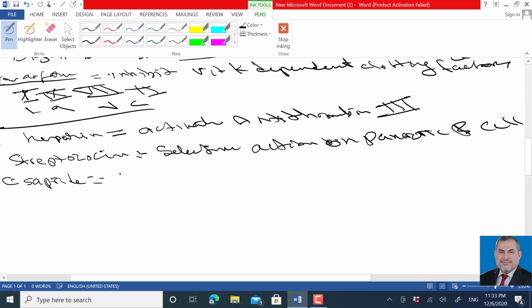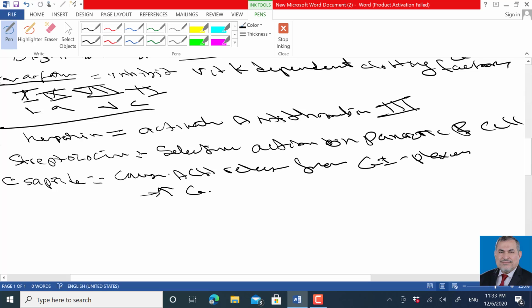What's the mechanism of action of cisapride? It causes what? Acetylcholine release from the GI plexuses, gastrointestinal plexuses. Okay, resulting in increased GI motility. Increased gastrointestinal motility. This is what we call cisapride.